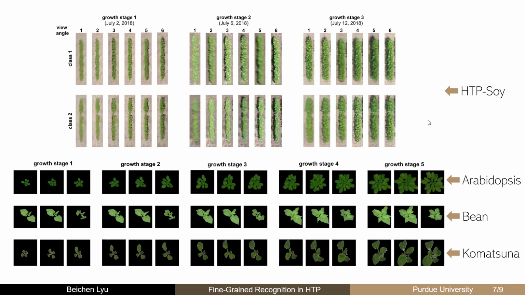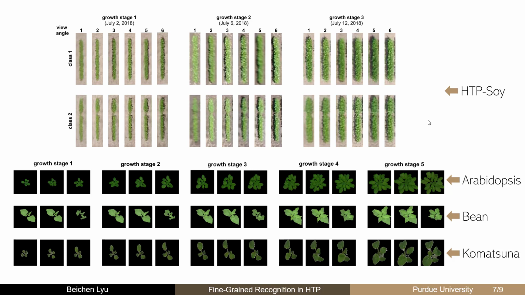These images can explain why we see that there are so many challenges for fine-grained recognition in HDB. If you look at the HDB soil dataset, the 2 different classes of soybean plots are kind of hard to distinguish, and if you use complex features or models, this may cause overfitting. They may also have different view conditions.